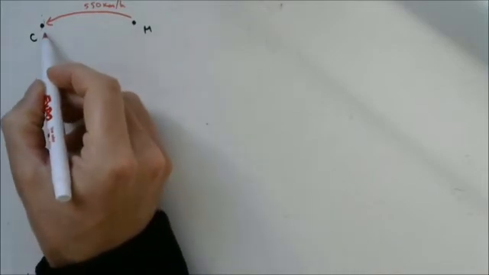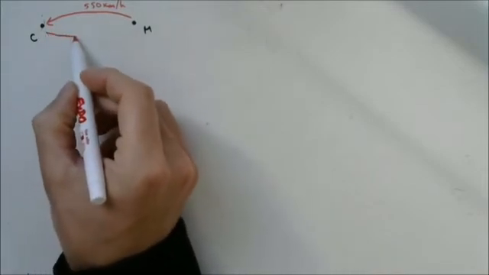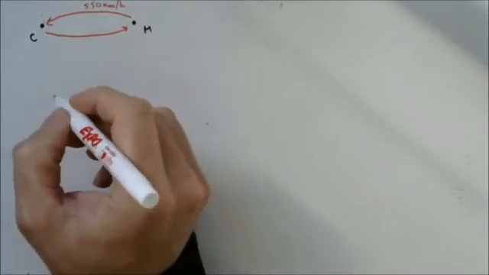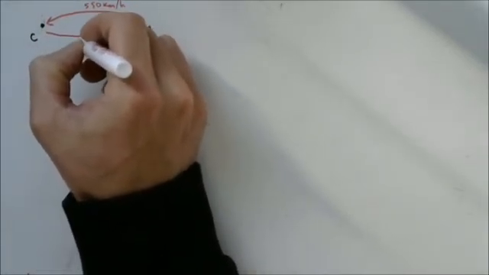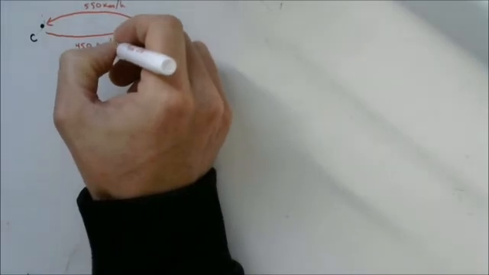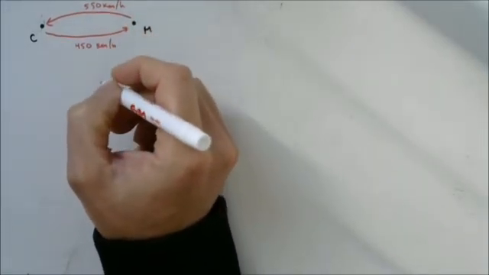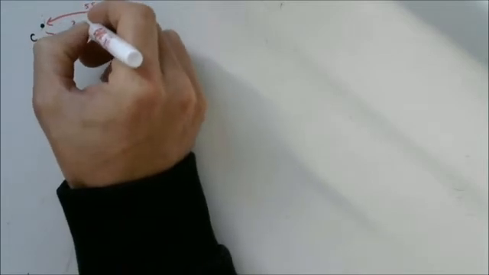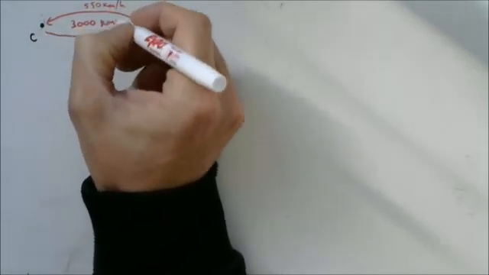And we have an airplane going from Calgary to Montreal. That plane is traveling 450 kilometers per hour. And we're given the distance between the two cities is 3,000 kilometers. Okay, diagram done. Let's set up a table.